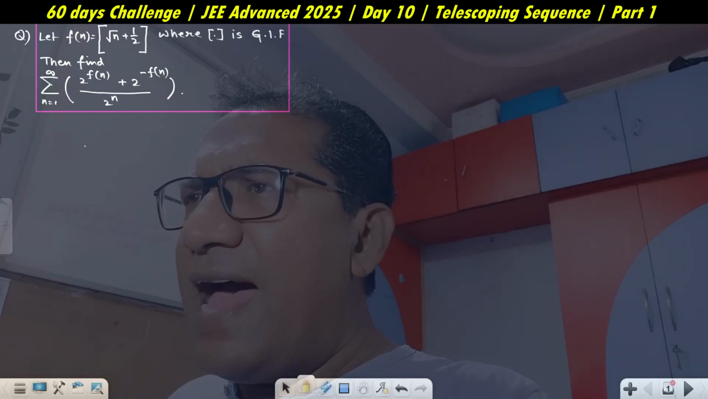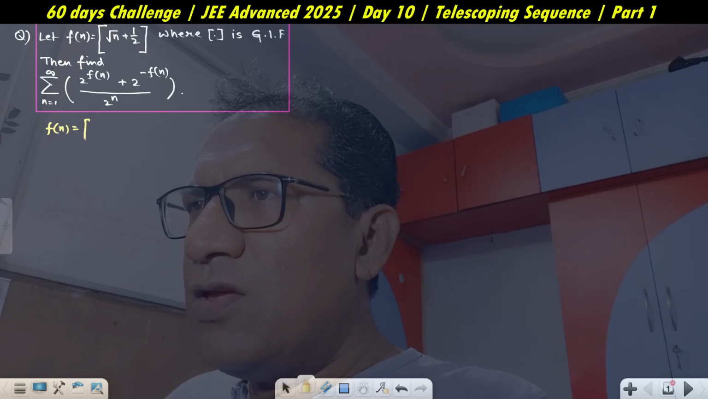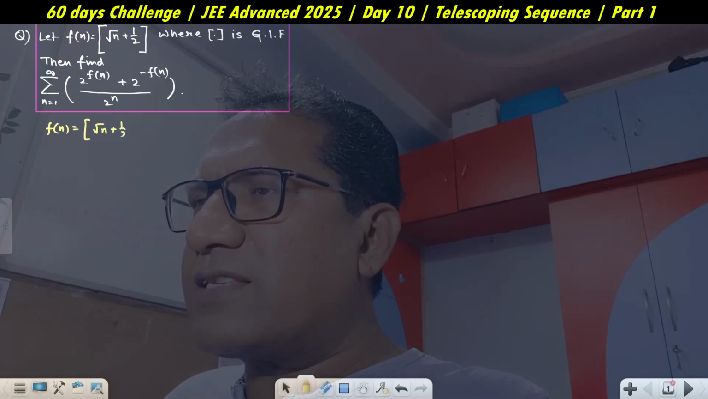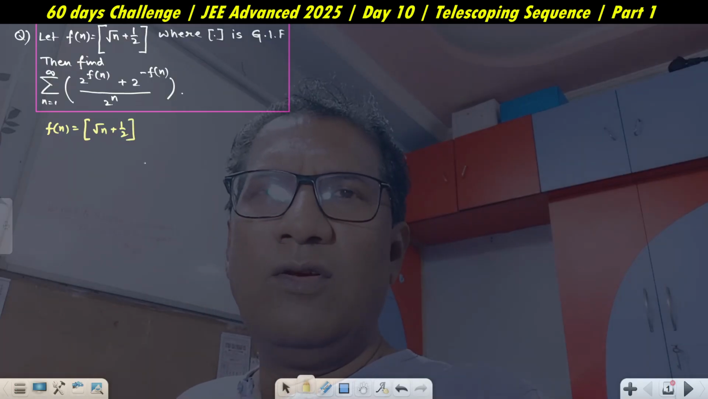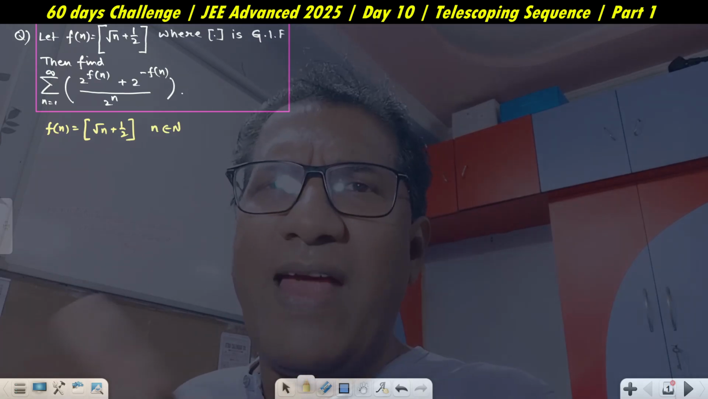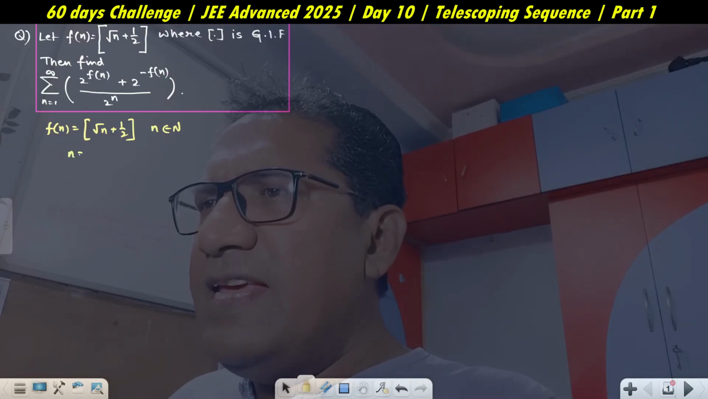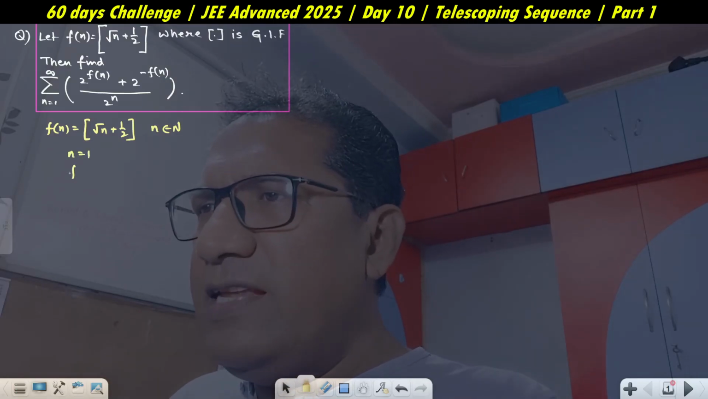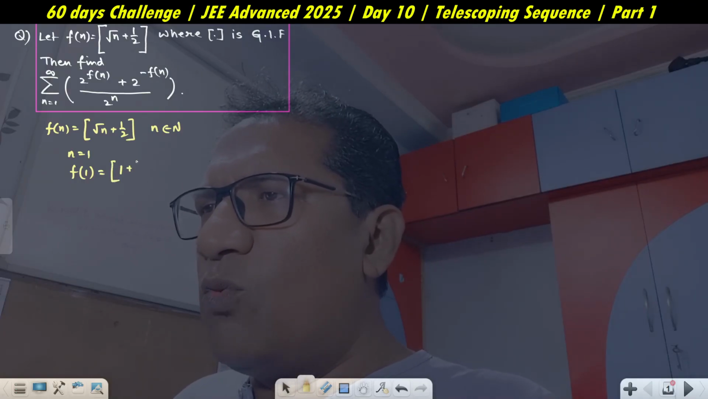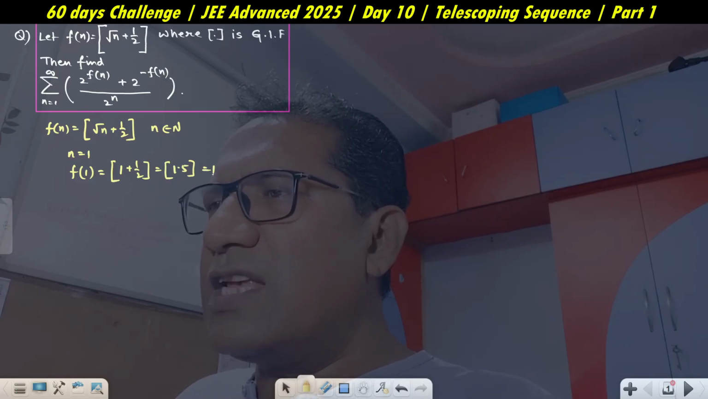We have been given that fn is the greatest integer function of root n plus half, where n is a natural number. Now a very interesting thing is happening here. Say if n is 1, then f1 takes the value greatest integer function of 1 plus half, that is 1.5, which gives us 1.